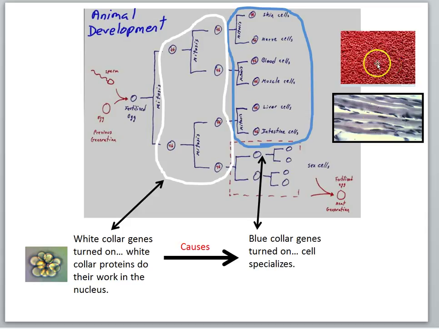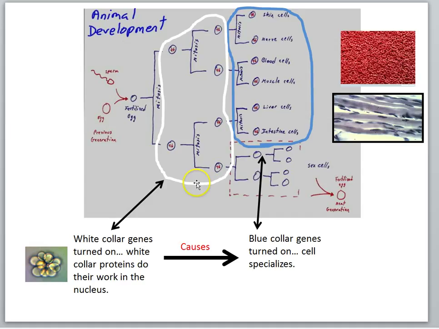Of course, they look very different from each other, and they look different from early embryo cells. The early embryo cells all look alike because they have not yet turned on blue collar genes. However, the white collar genes have been turned on. It's just that because the white collar genes and the proteins do their work in the office, in the nucleus, they have not yet begun to specialize. They don't look different at this stage. Nevertheless, the white collar genes will make white collar proteins, and they will operate and turn on blue collar genes, and that's what makes the cells specialize.